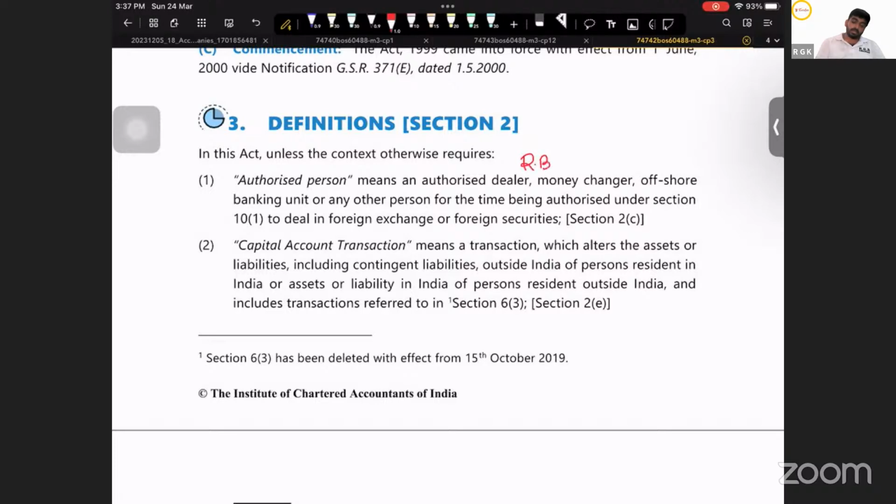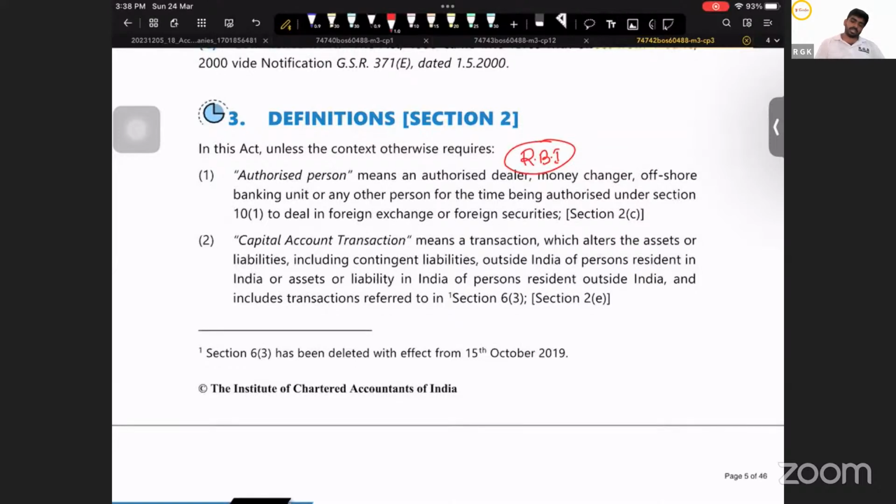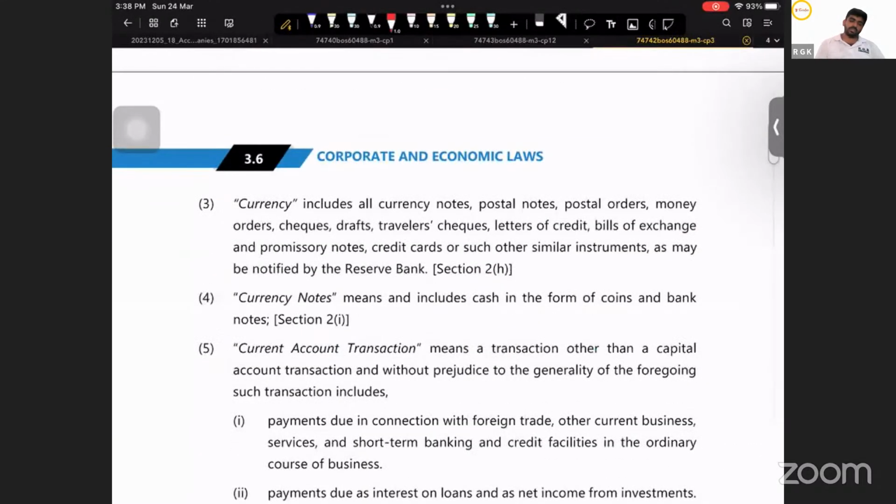RBI has the power to give authority to any person to deal in foreign exchange. Where a person gets the authority to deal in foreign exchange, such a person is called an authorized person. One of the important definitions regarding capital account transaction, current account transaction, I'll come to later.